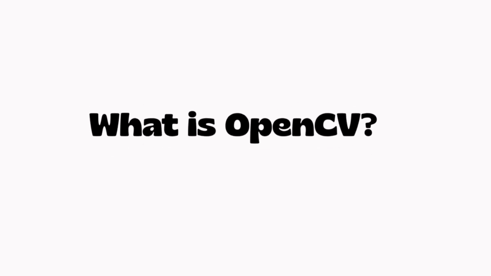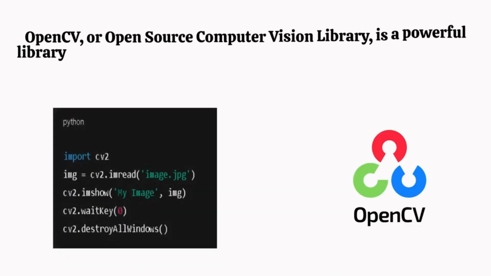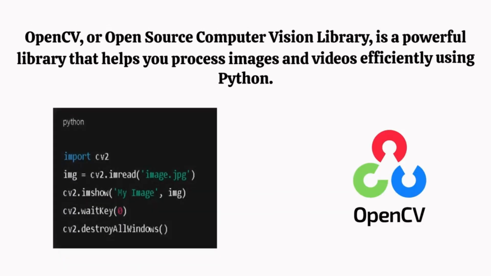Okay, let's see, what is OpenCV? Now that you know what images actually are, let's move to the tool we will use to process them, which is OpenCV. OpenCV, or Open Source Computer Vision Library, is a powerful library that helps you process images and videos efficiently using Python. It can handle reading, editing, analyzing, detecting faces, tracking objects, and much more, all with just a few lines of code.